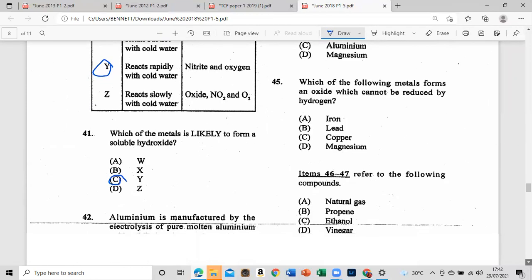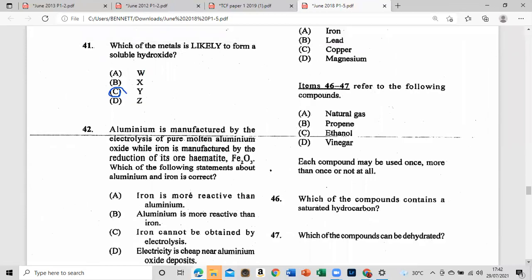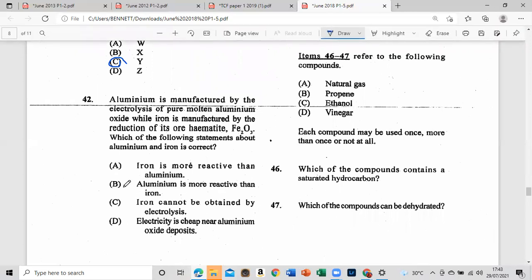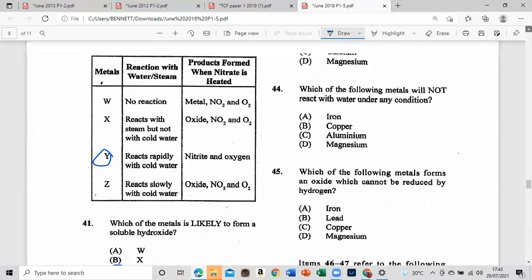42. Aluminum is manufactured by the electrolysis of pure molten aluminum oxide, while iron is manufactured by the reduction of its ore, hematite, iron oxide. Which of the following statements about aluminum and iron is correct? Iron is more reactive than aluminum? Or is it aluminum is more reactive than iron? Once you find the answer, guys, don't go any further. Once you are sure, you're only wasting your precious time. Time is the master, alright?